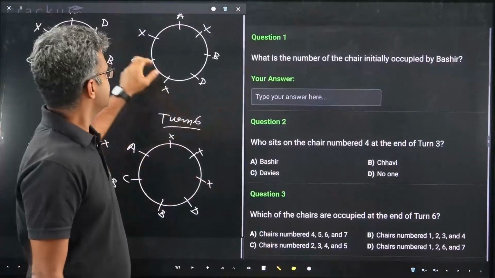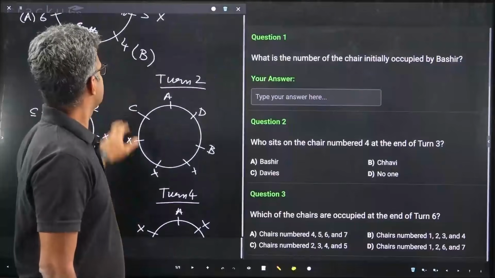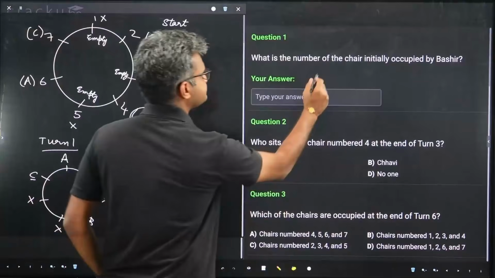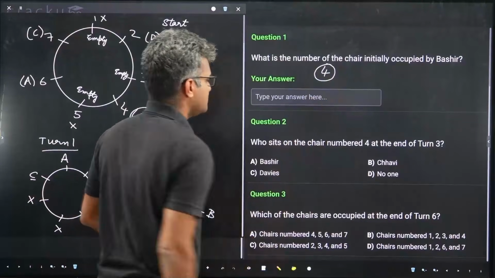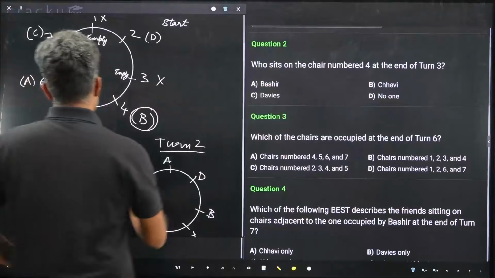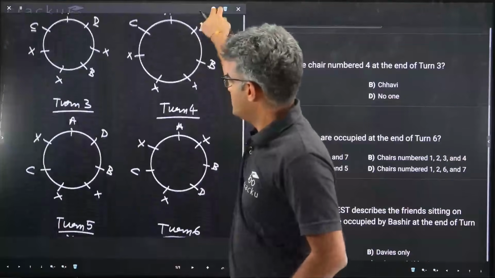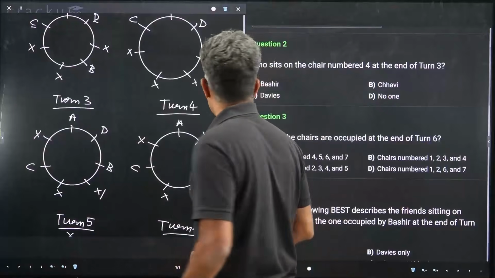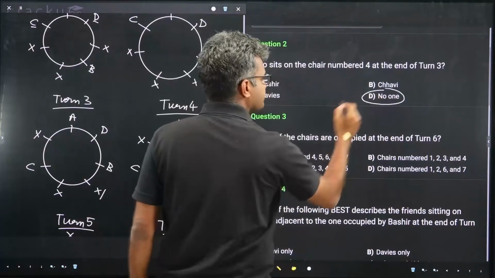What is the number of the chair initially occupied by Bashir? Bashir was initially occupying chair number 4. Who sits on the chair numbered 4 at the end of turn 3? This is turn 1, this is turn 2, and this is turn 3. This is the chair number 4. Nobody is sitting there. So the correct answer is no one.